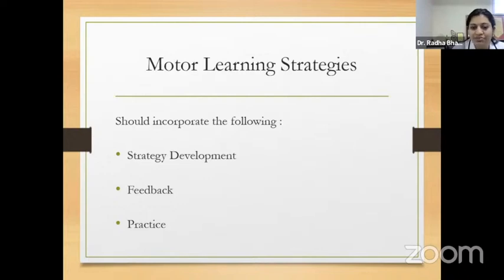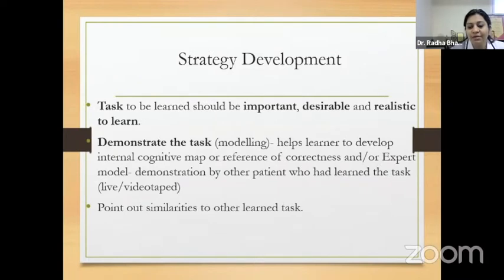Let's begin with what strategy development means. For strategy development, a task that needs to be learned should be important, desirable, and realistic to learn. As we saw in our last session, and this is a very big principle of life, if we find anything relevant, then we give 100% input to that particular thing. If we think that the task or exercise is important for me, which will help me to climb stairs, or to stand, then only will the patient participate enthusiastically and be motivated to do things. So the task, exercise, or whatever activity you are planning for your patient should be important, desirable, and realistic to learn.